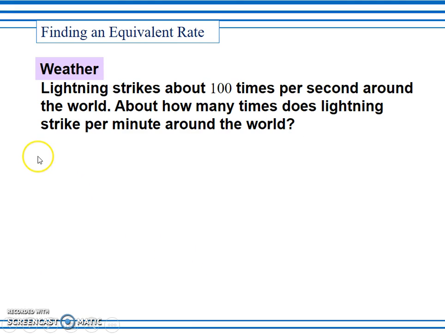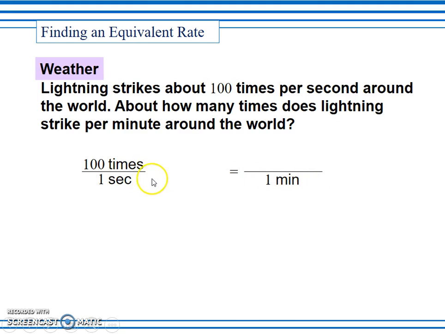So let's look at an example. It says lightning strikes about 100 times per second around the world. About how many times does lightning strike per minute around the world? Well, we said 100 times per second, which is how many times per minute?